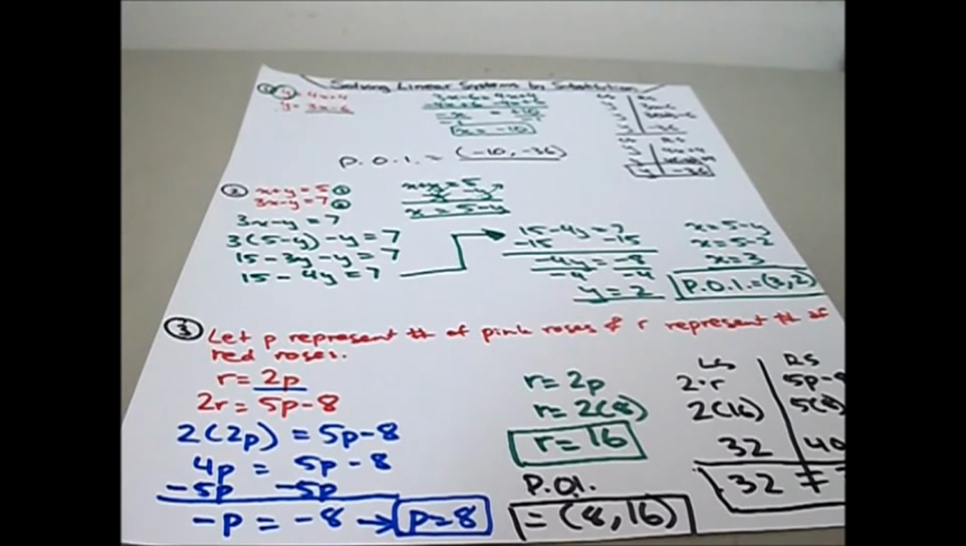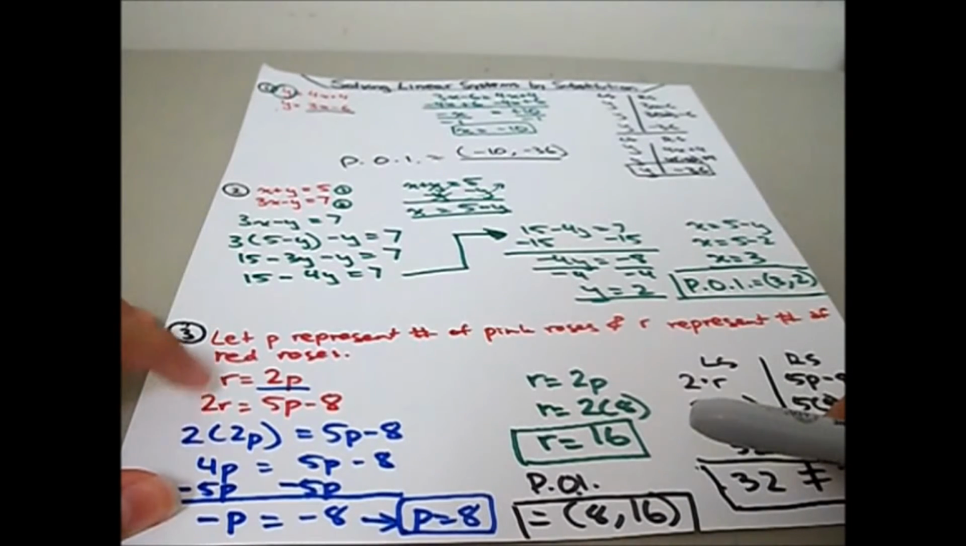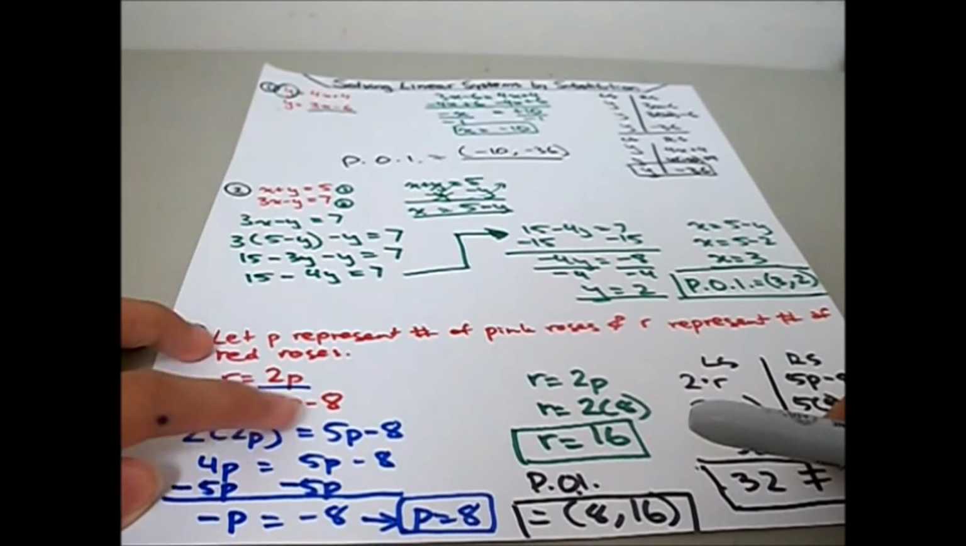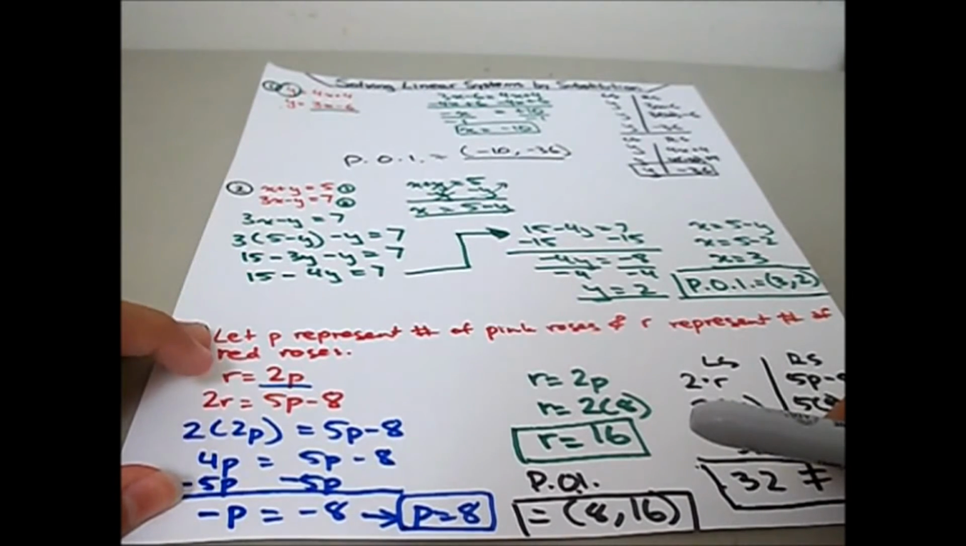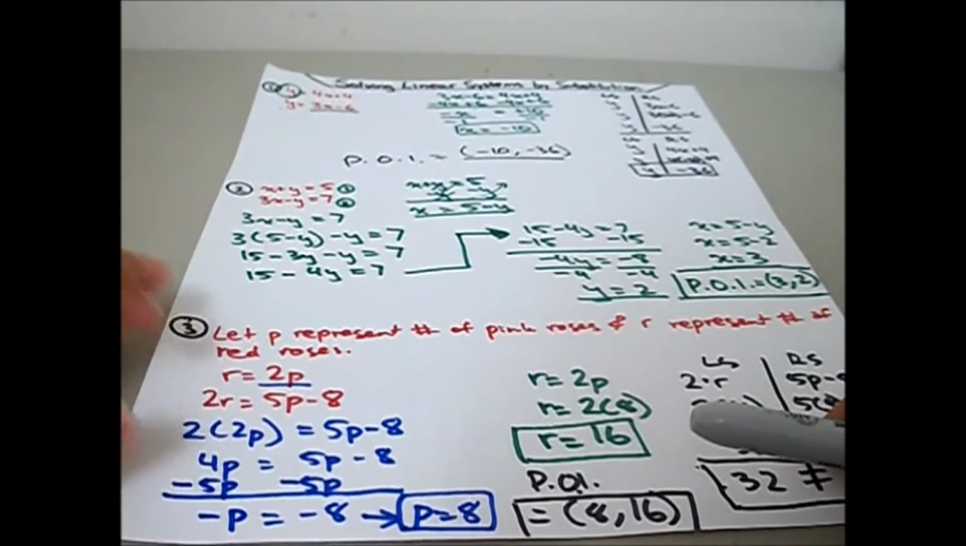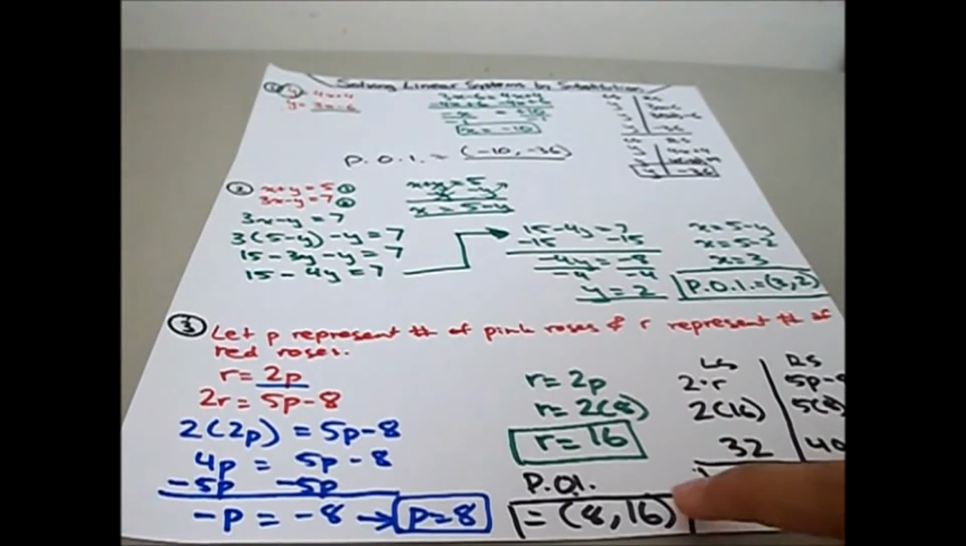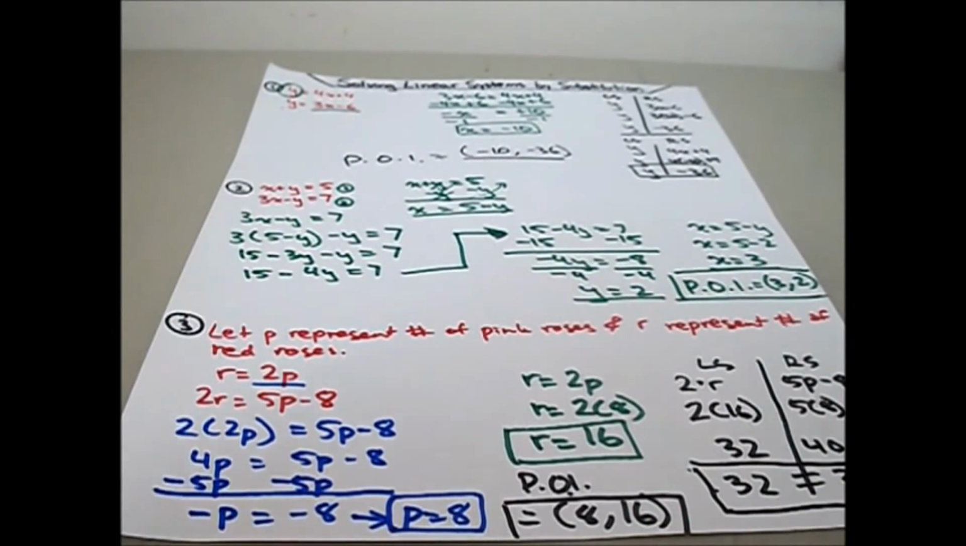Our point of intersection is 8, 16 and not 16, 8 because when I said that there are 2 times the number of red roses as pink roses, it means that the number of red roses is dependent on the number of pink roses. So r here is actually our y value and p will be our x value. So suppose you were to replace r with y and p with x, and if you were to graph it, you will get 8, 16 as your point of intersection.